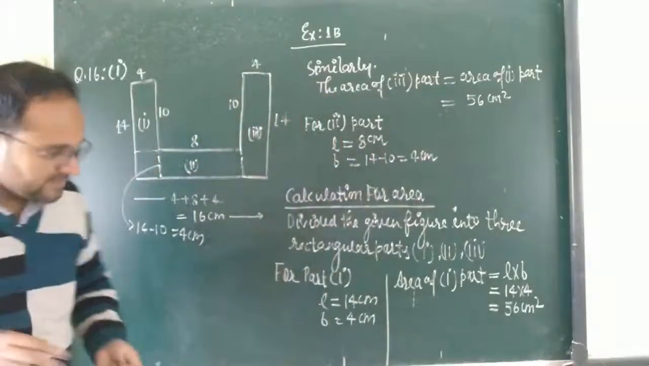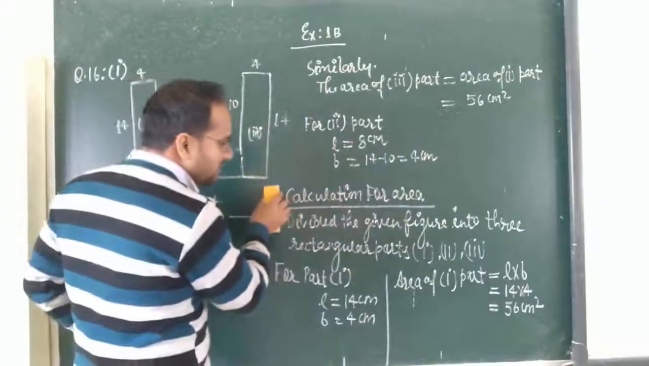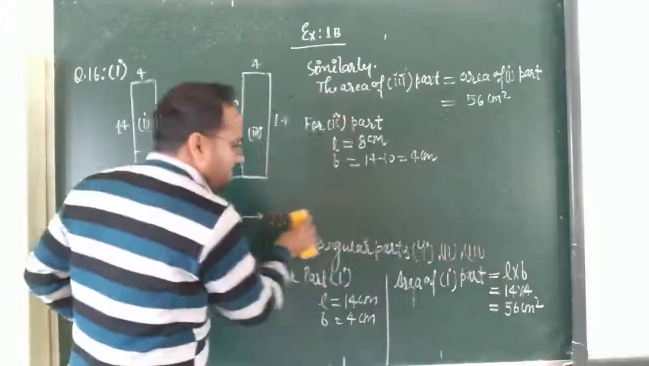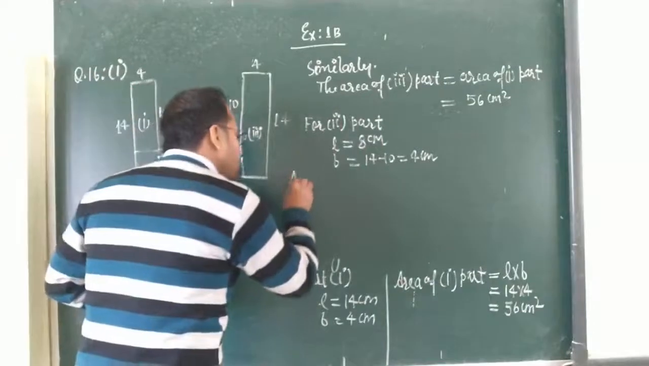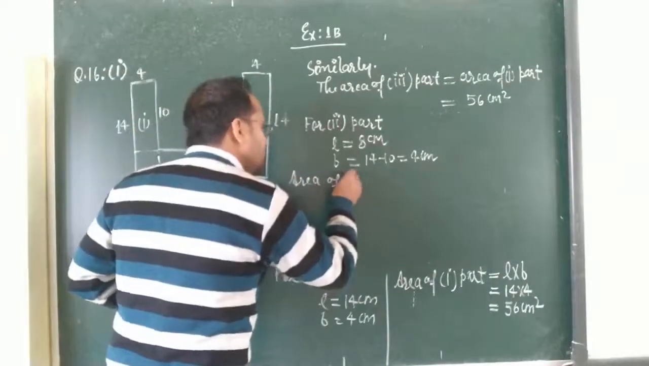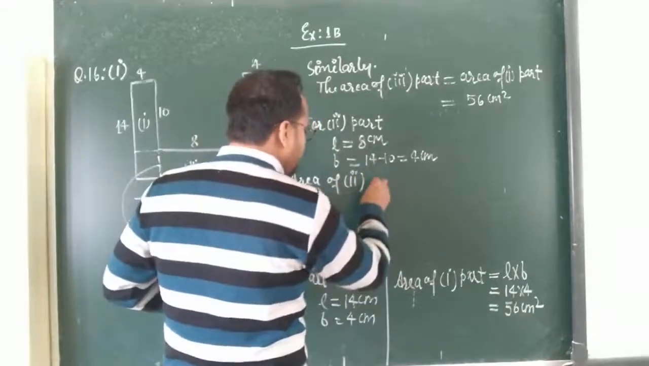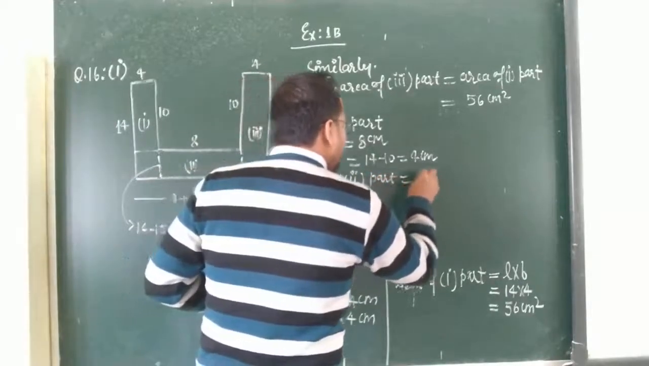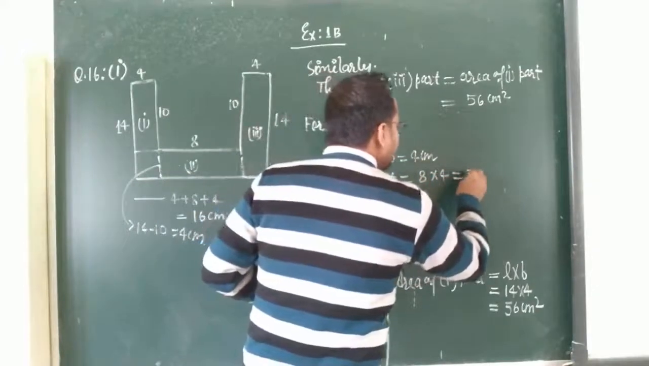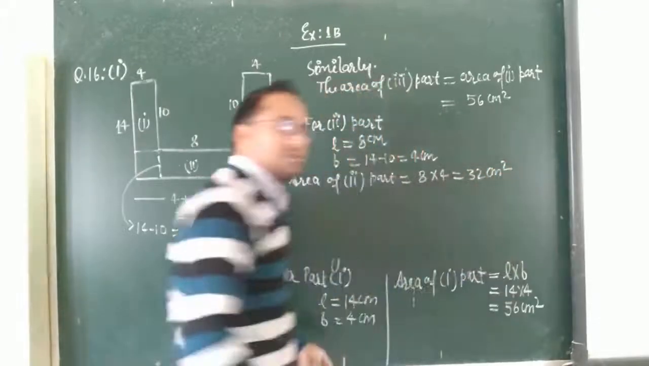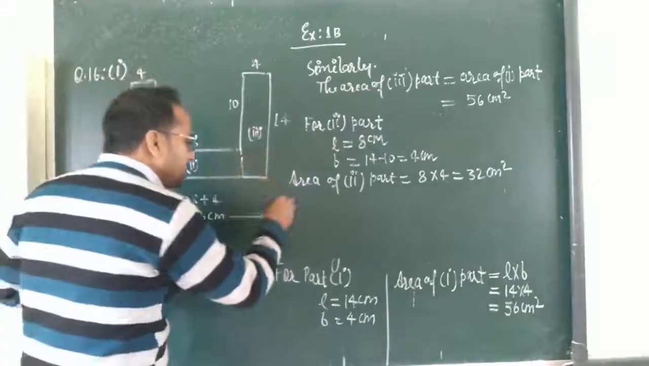Now the area for this region. See this one, students, I am going to erase this. Area of part 2, the area of the second part, is equal to length multiplied by breadth. Length is equal to 8 and breadth is equal to 4. If we multiply, we get 32 centimeter square. So this is the area of the first, second and third part.